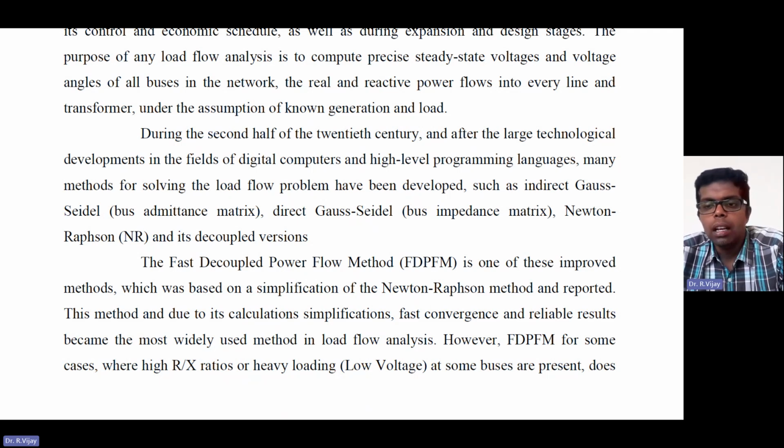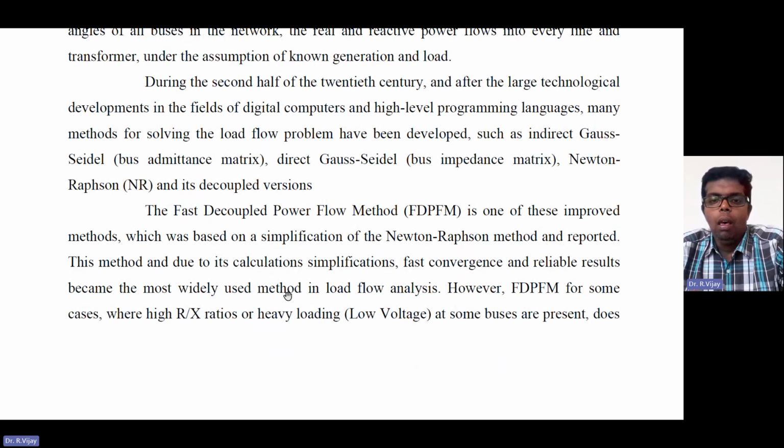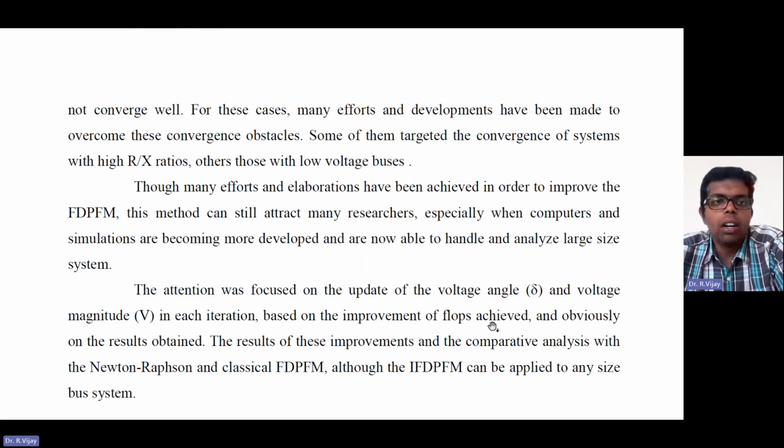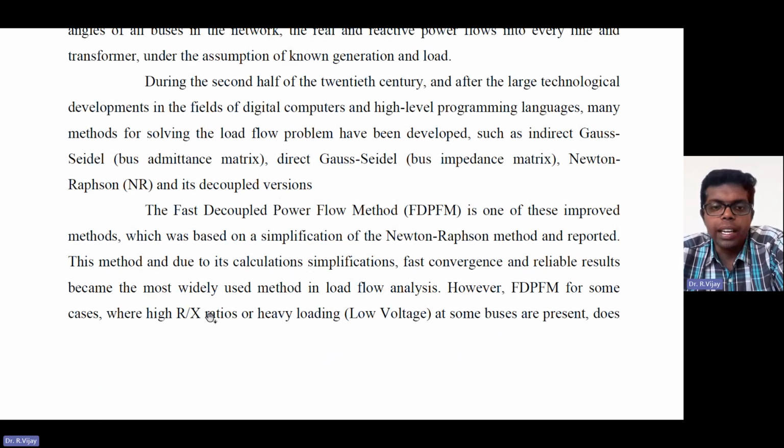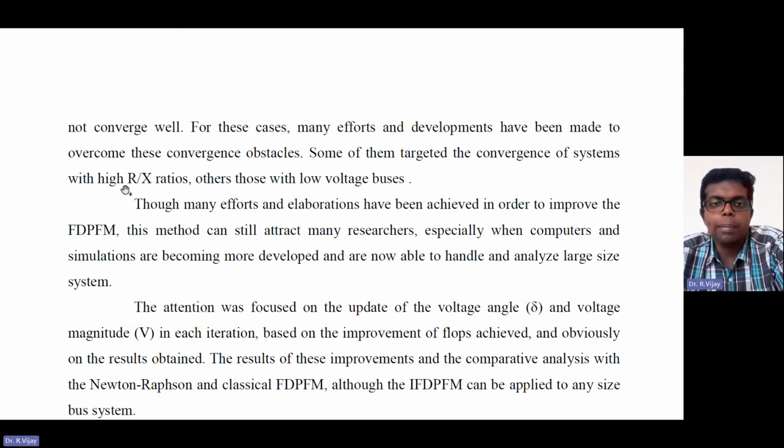However, this fast decoupled method, in some cases with a high R by X ratio, say, for example, resistance by reactance, or when loading is heavy, that is, for low voltages at some buses, does not converge well. Why? Because due to these R/X ratios, sometimes the convergence may not come.